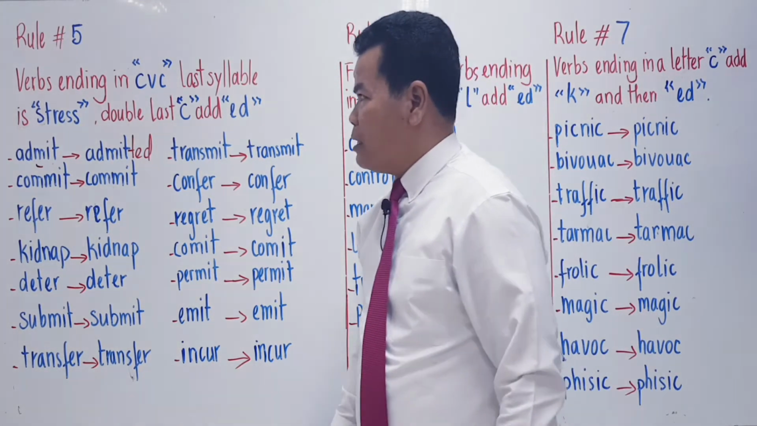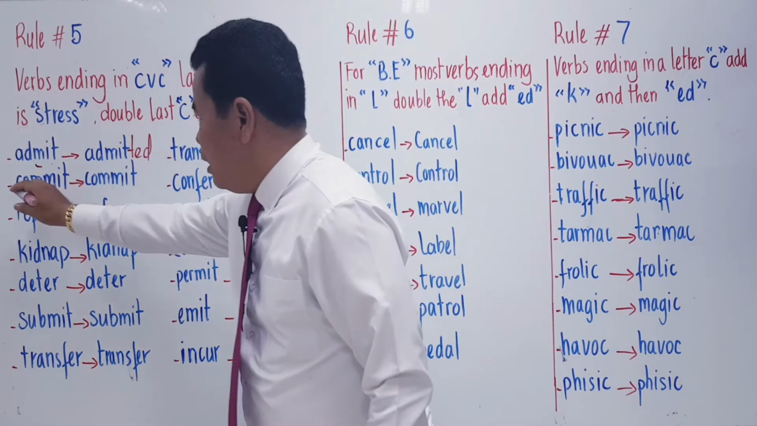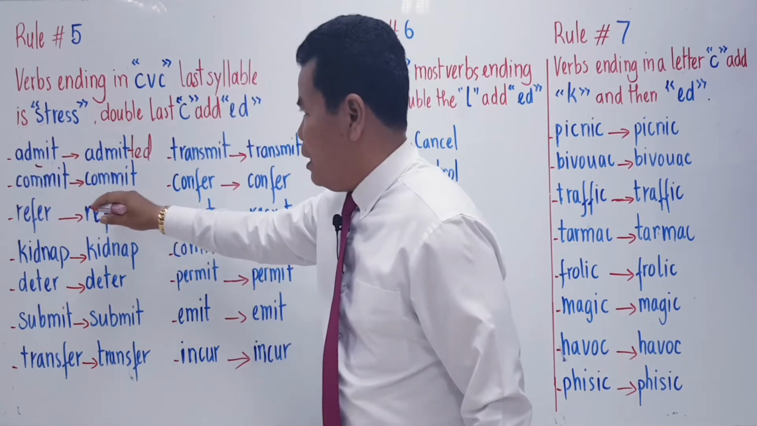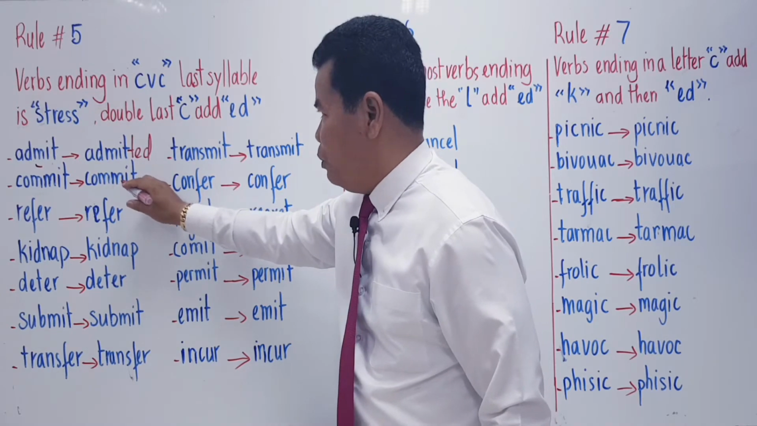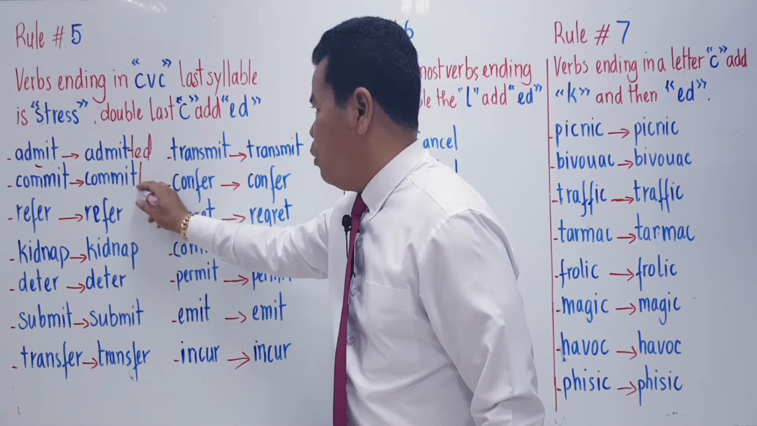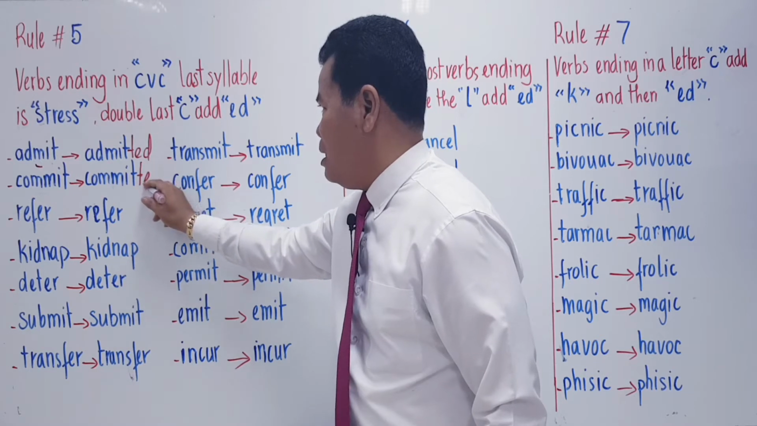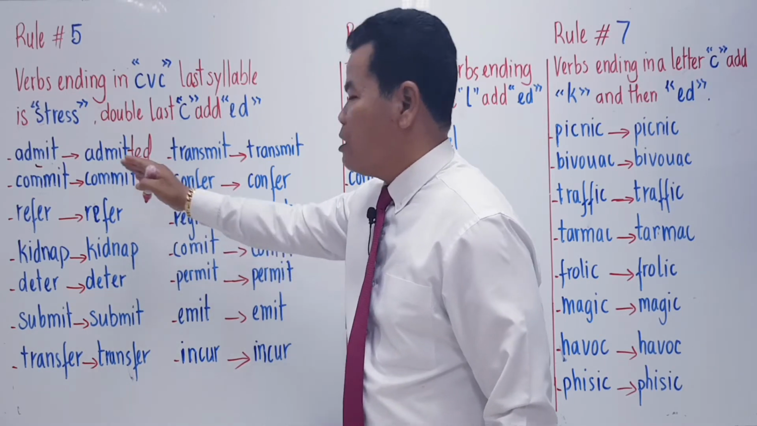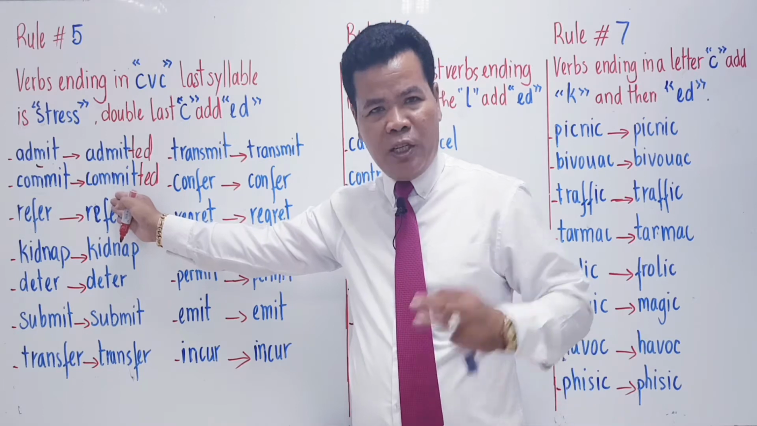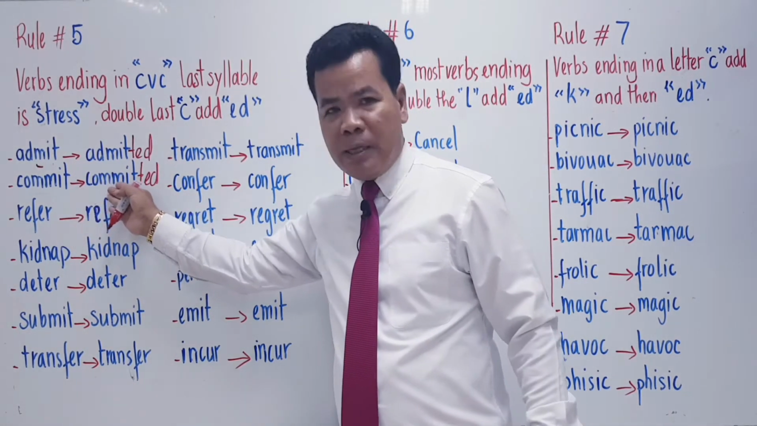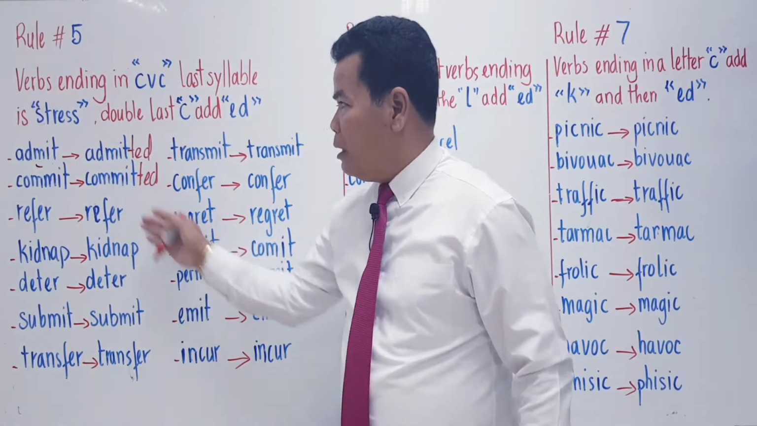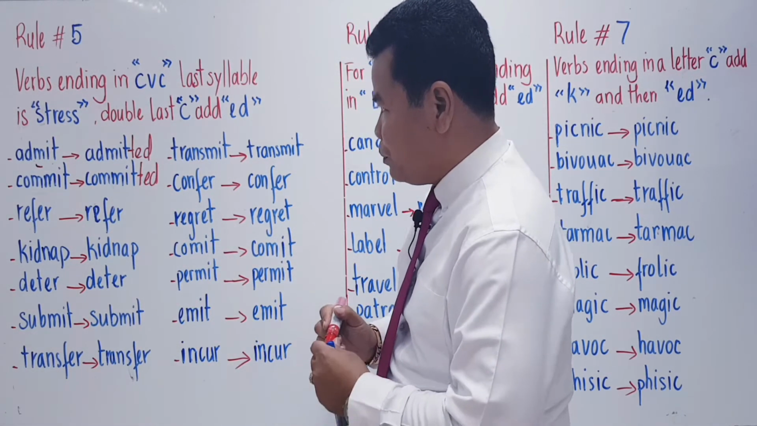Let's go to the second example. Commit. Okay? When we go to the past participle, you have to follow the rule. As I say, double one more T and then ed. This is the right form of past participle. So, commit, we have committed. Okay?